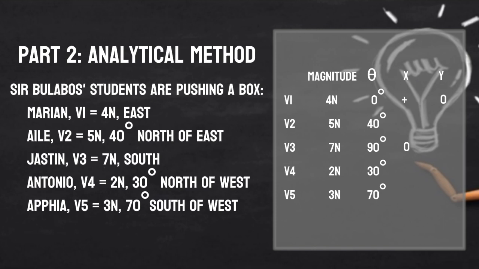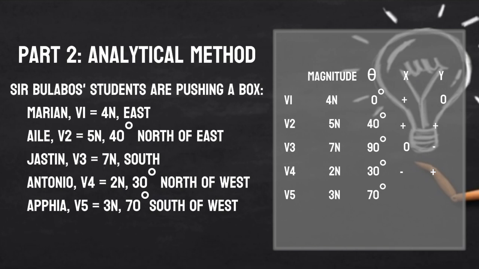The second vector is in the direction of north of east, and north of east is in quadrant 1. That's why both x and y are positive. The third vector is going south, and south means negative in y-axis, so this is negative. The fourth vector is in the direction of north of west, and north of west is in quadrant 2. That means the x is negative and the y is positive.